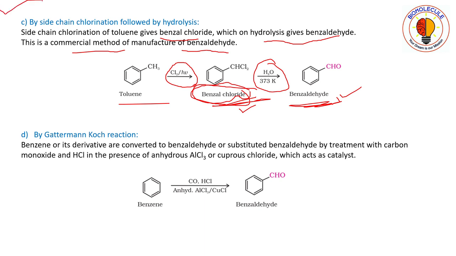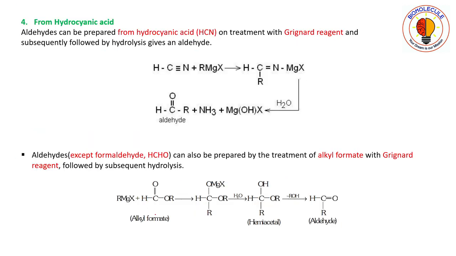Next is the Gattermann-Koch reaction. Benzene or its derivatives are converted to benzaldehyde or substituted benzaldehyde by treatment with carbon monoxide and HCl in the presence of anhydrous aluminum chloride or cuprous chloride, which acts as catalyst. You take benzene, give carbon monoxide and HCl in the presence of anhydrous aluminum chloride or cuprous chloride, and you will get benzaldehyde.